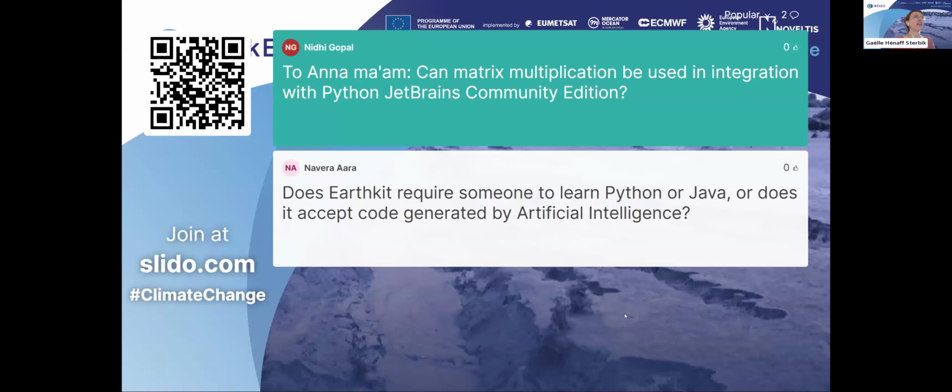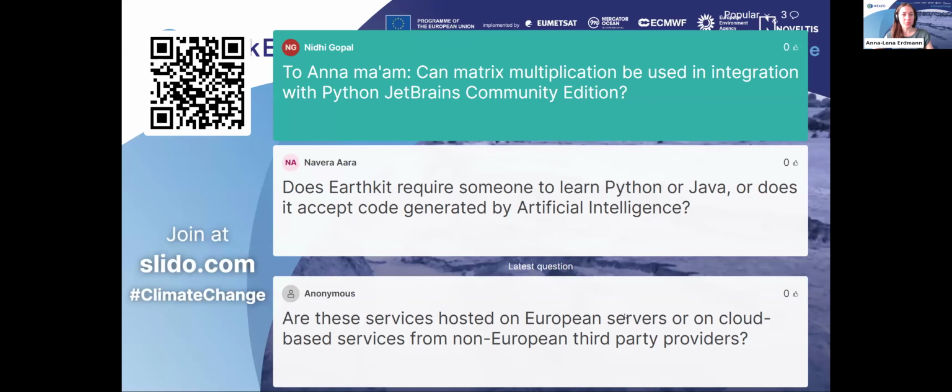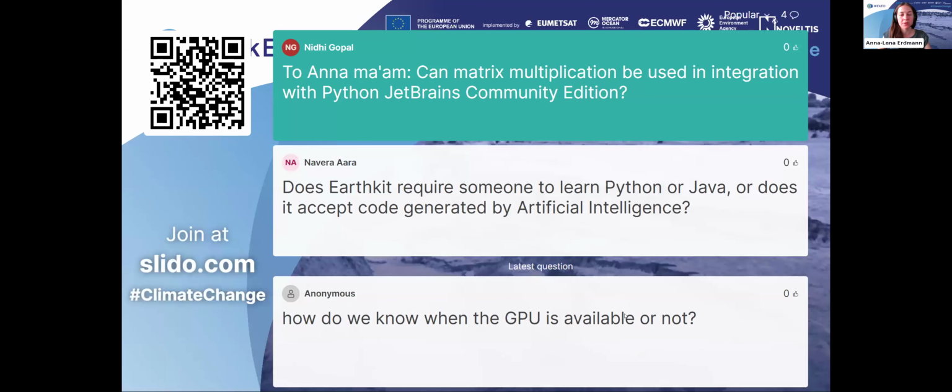Can matrix multiplication be used in integration with Python JetBrains Community Edition? I am not aware of the JetBrains community, but what I can say is that the WEkEO workspace GPU just behaves like any other GPU. So if you could use this JetBrains Community Edition also on a local machine which has a GPU, then I don't think anything speaks against also using it on the WEkEO workspace.